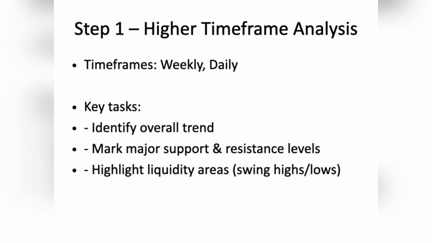Mark major support and resistance levels. These are the significant swing points on the chart. Highlight liquidity areas. Where are the recent swing highs and lows that the market might be drawn to? The output of this step is a clear bias. You will know whether you are primarily a buyer or a seller. This is your strategic direction.